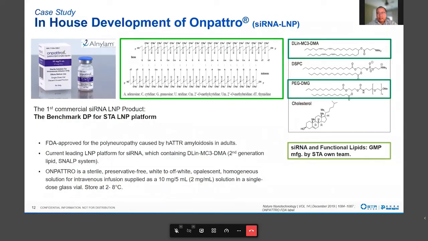As I highlighted here, the siRNA API itself and the functional lipids MC3 and PEG-DMG were provided by our own SCA team at GMP grade, which gave us a huge advantage for in-house LNP platform development.